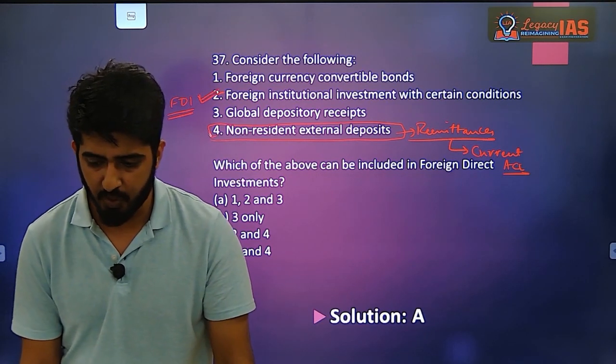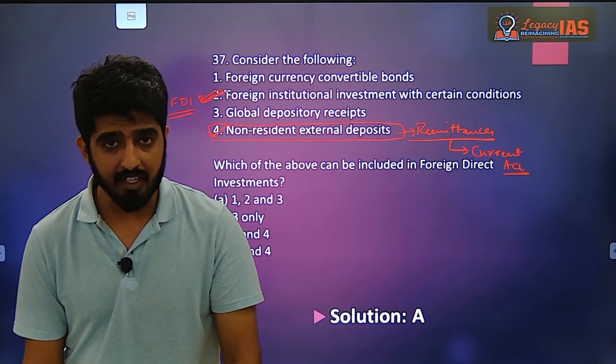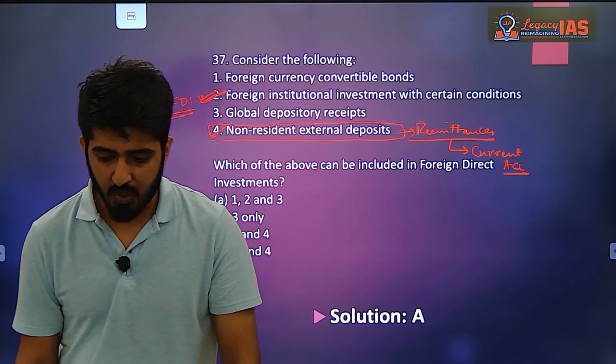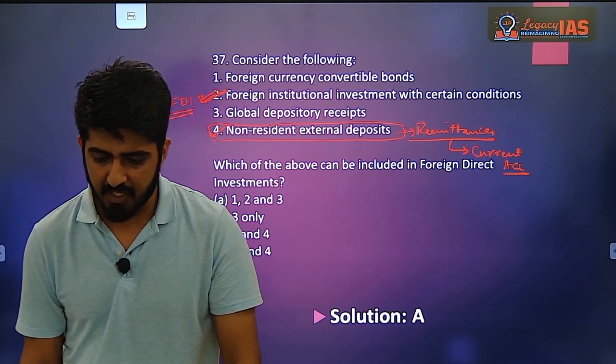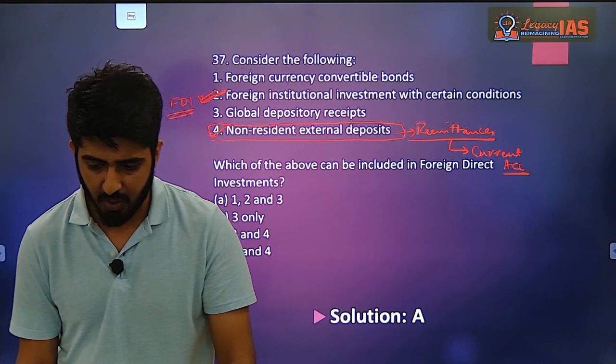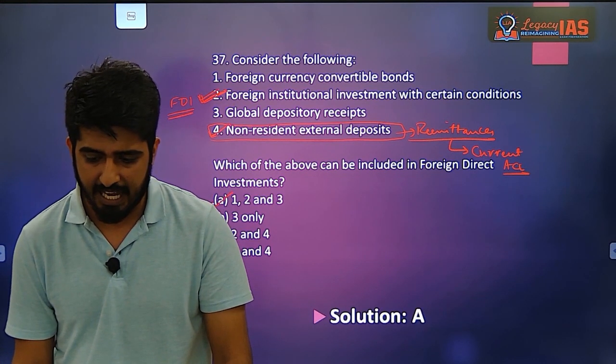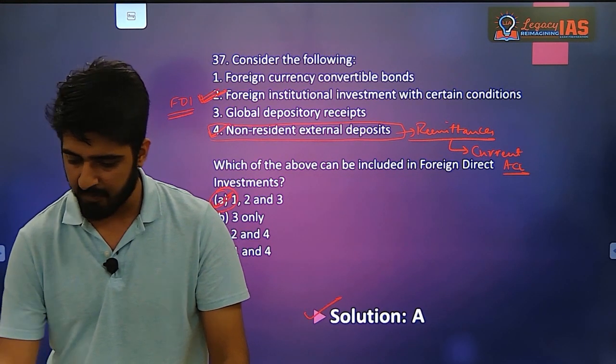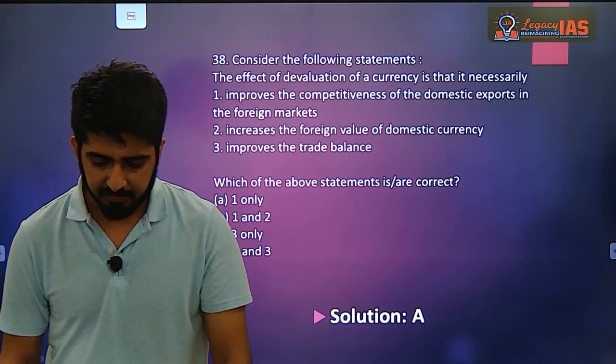So 4 if you remove, 2 is there, right? So 2 should be there and 4 should not be there. So the only option you can get is A. The solution is A. 38.